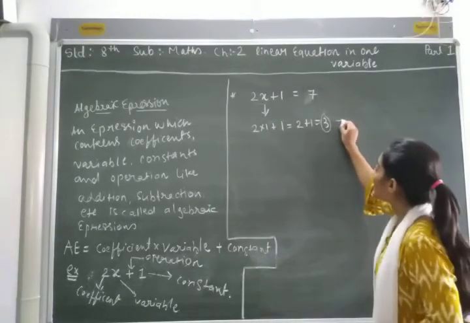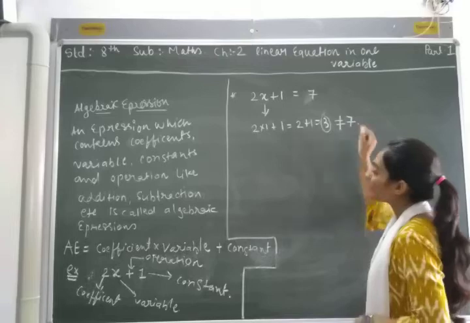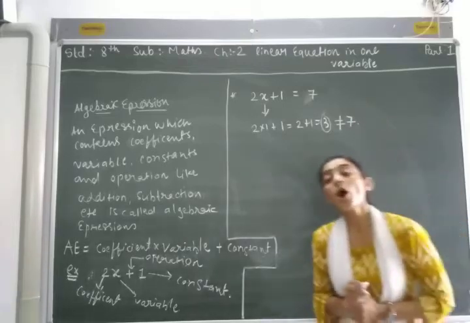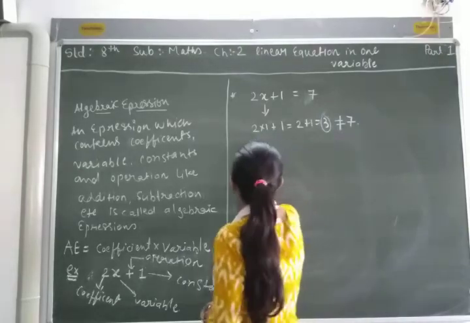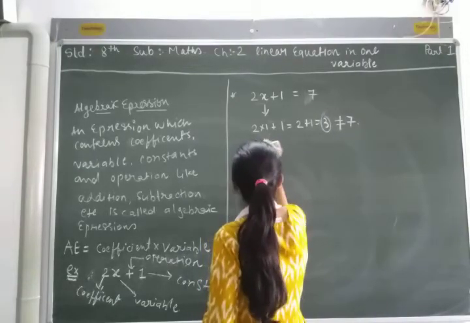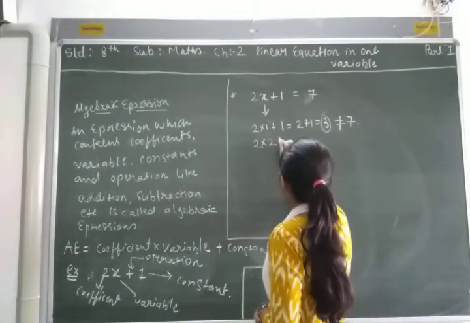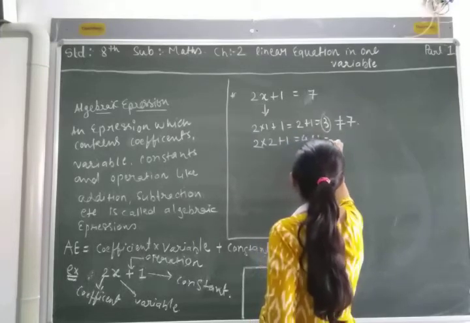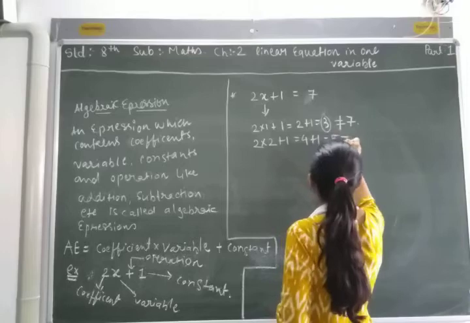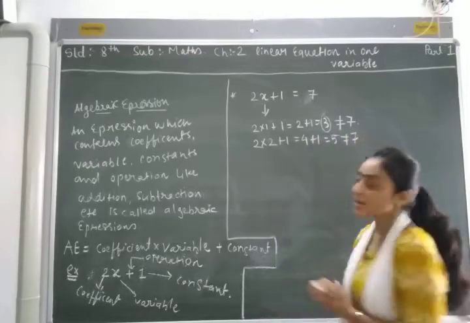I'm getting 3, which is not equal to 7. Now, look over here. Let me replace this x with 2 plus 1. I'm getting 4 plus 1. Again, I'm getting 5, not equal to 7.